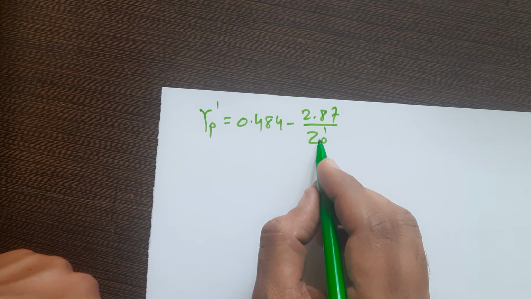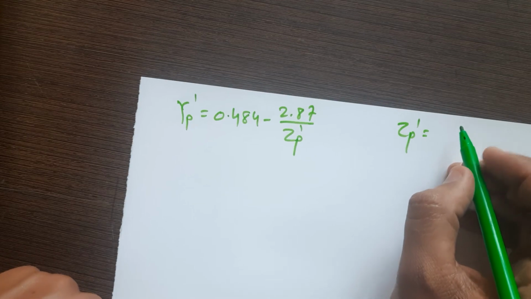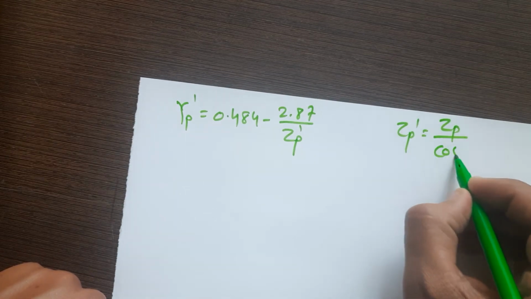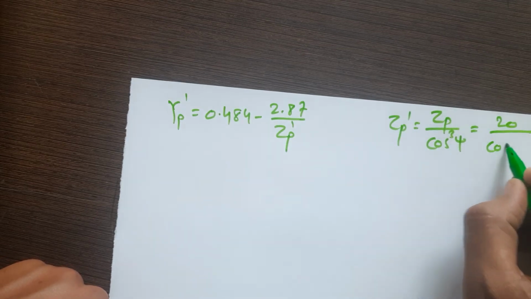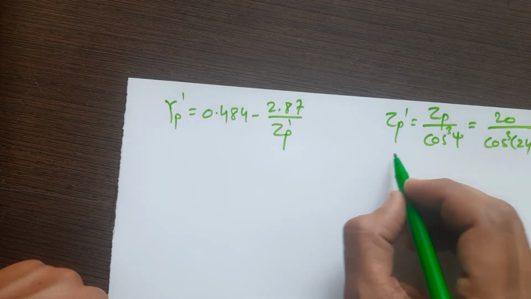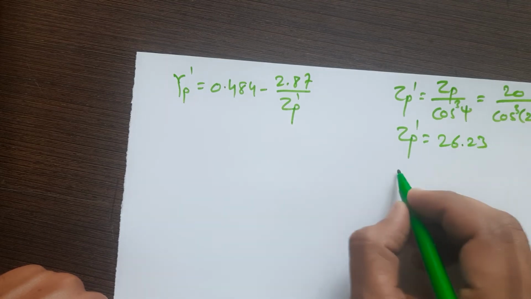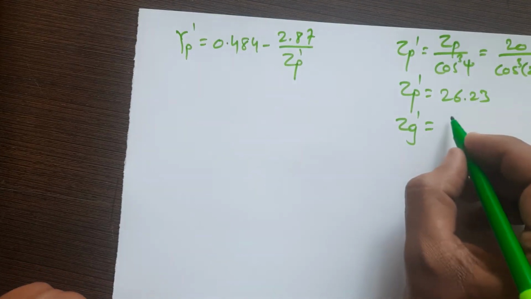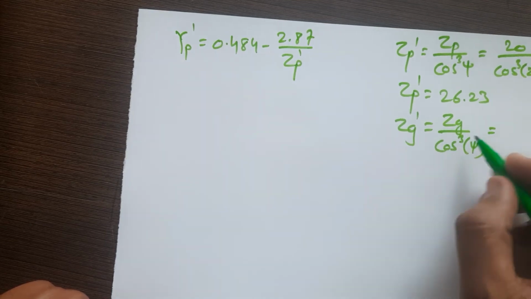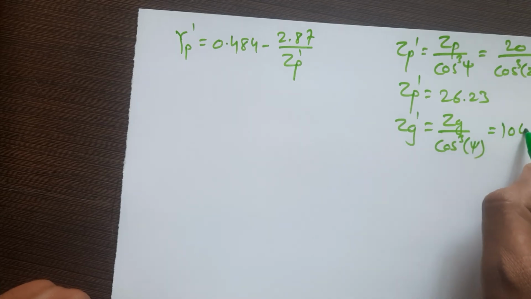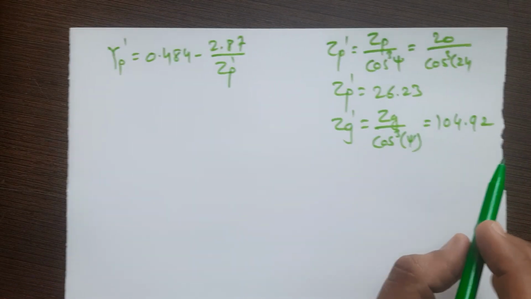Now here we need Zp dash, so first we will calculate Zp dash. Zp dash is equal to Zp divided by cos cube psi. Here Zp is 20 and cos cube 24, so you will get Zp dash as 26.23. Similarly you have to calculate Zg dash. Zg dash will be Zg divided by cos cube psi. If you substitute the values, you will get 104.92. Now leave this in fraction. Zp dash and Zg dash you should keep in fraction.